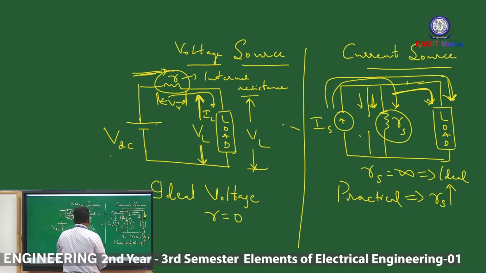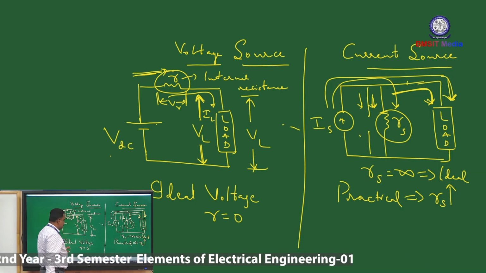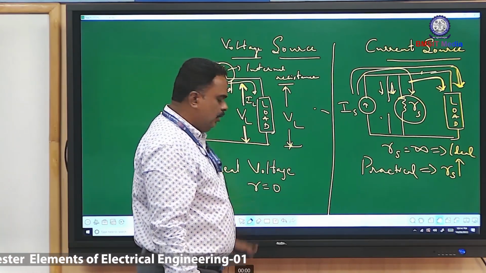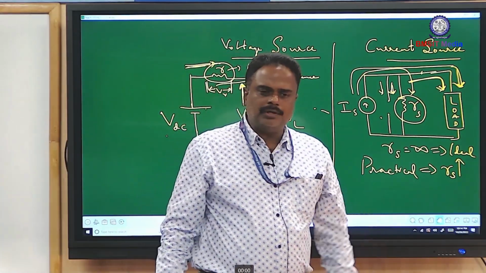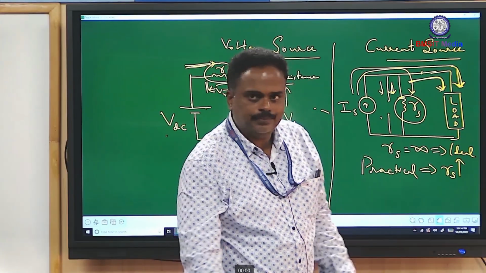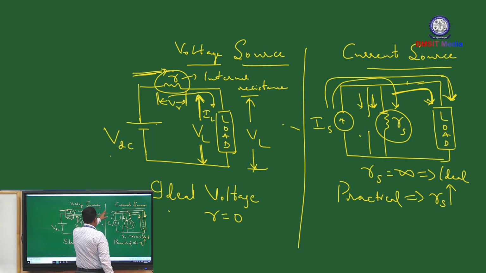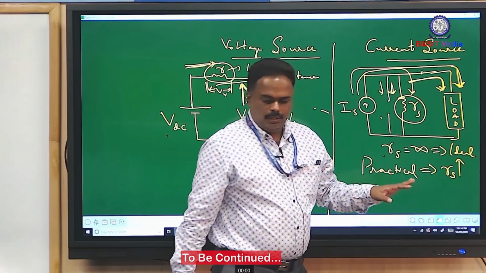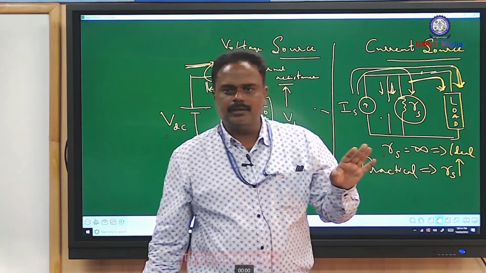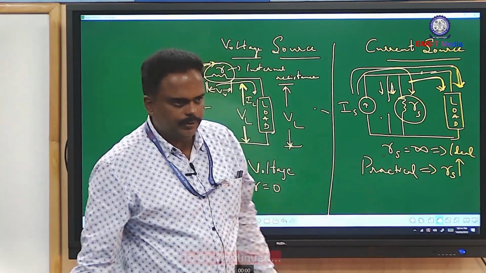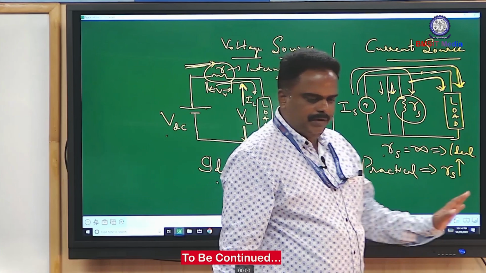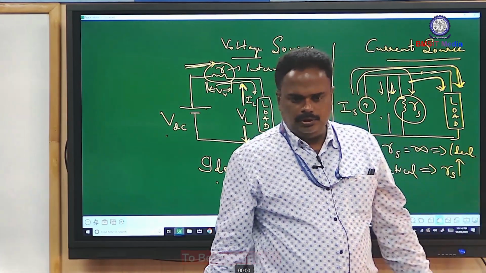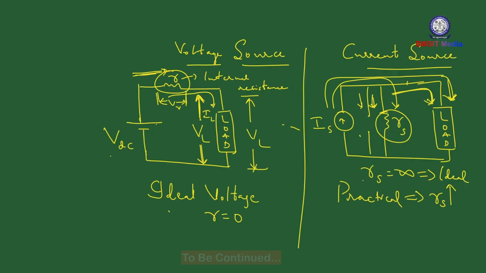Next, we discussed the voltage source. We have the ideal voltage source, whose internal resistance is 0, and practical voltage sources have very small internal resistance. For current sources, you have the practical and ideal current source. In an ideal current source, the internal resistance is infinite, and in a practical current source, it is very high. These are the definitions for the ideal voltage source and ideal current source.